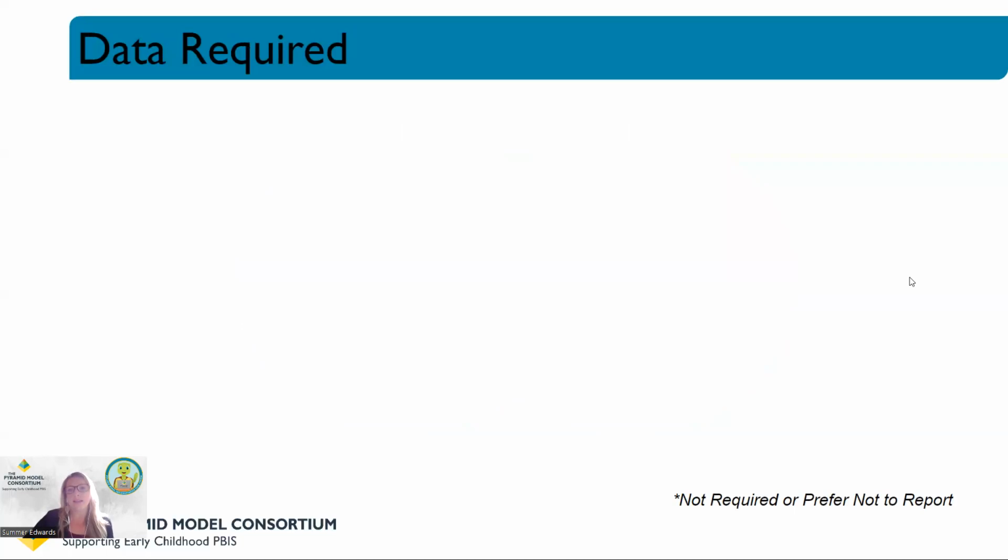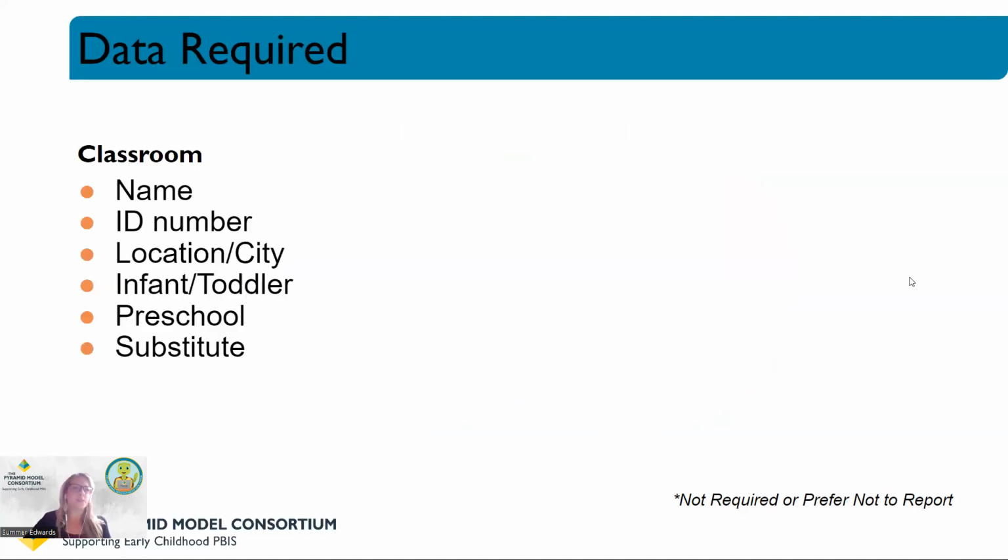Okay. So the data that's required for each of these pieces, I want to take a look at next. In order to create a classroom in the system, we're going to need a name for that classroom, an ID number, a location, which is typically the city that the program is located in. Is it an infant toddler classroom? This is a simple yes, no field, which we'll take a look at here shortly. Is it a preschool classroom? And is it currently being served by a substitute?